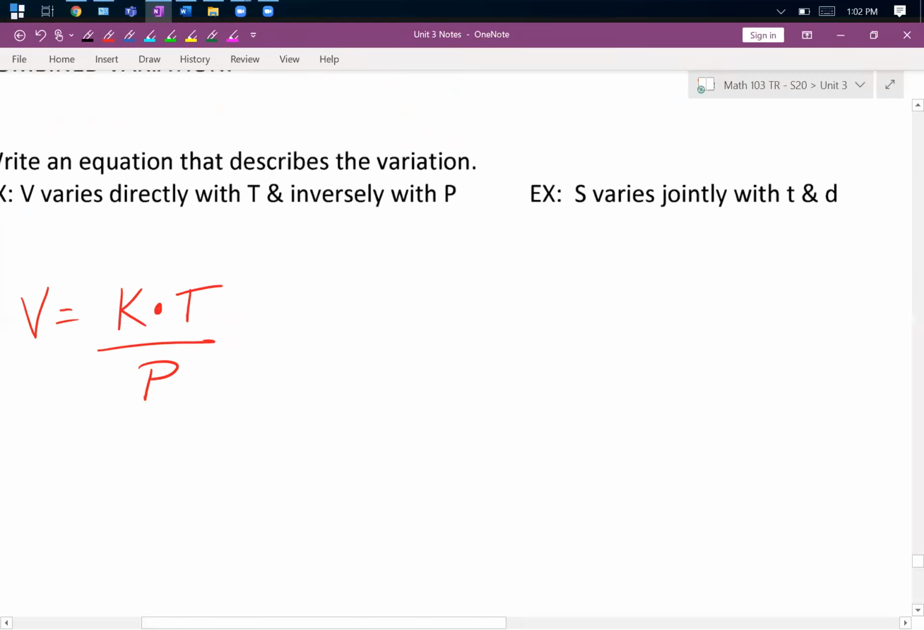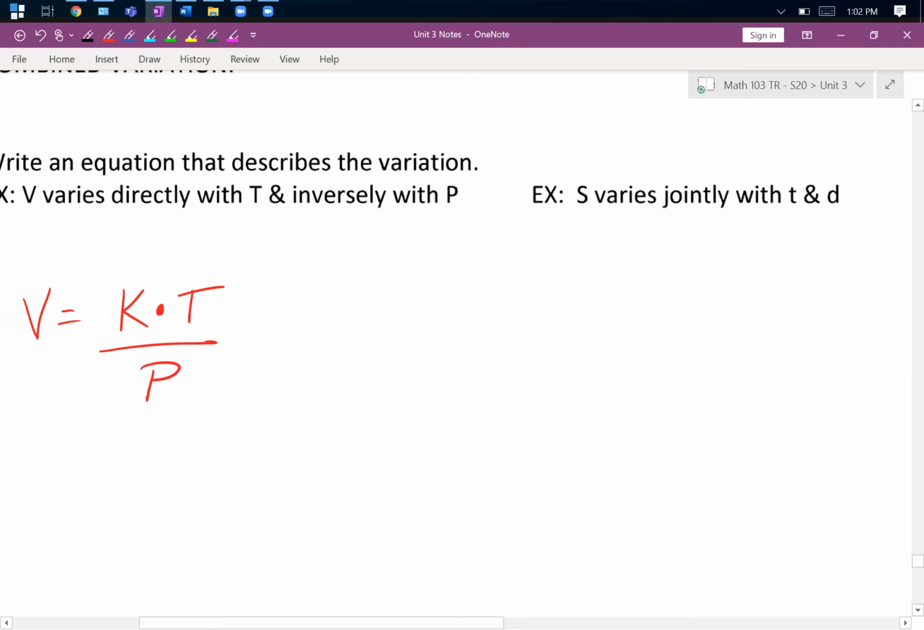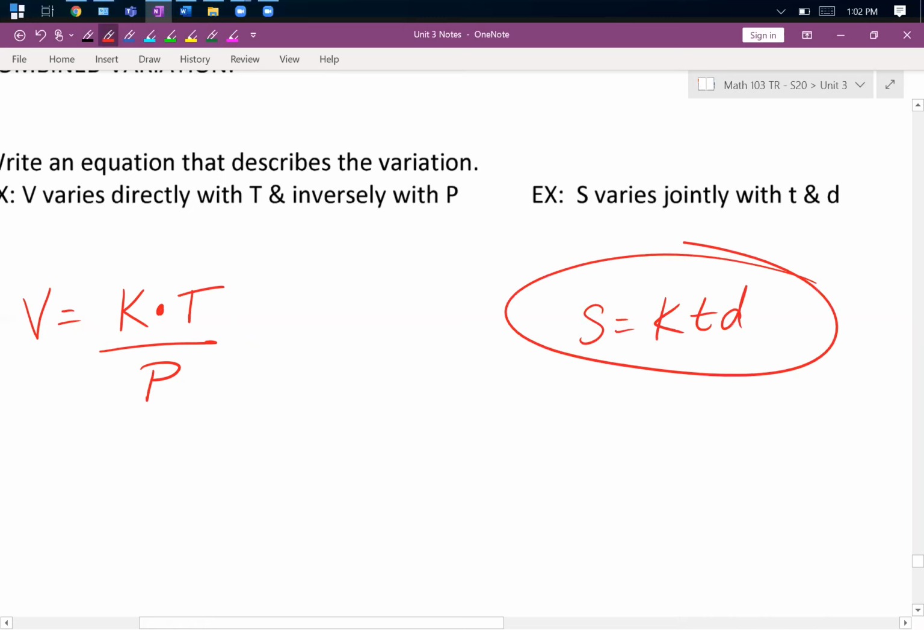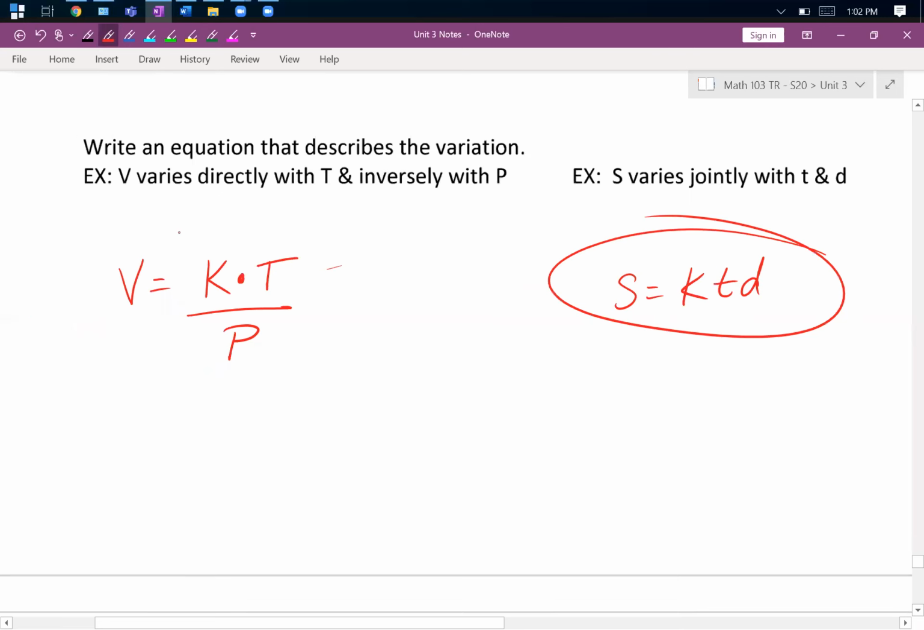And then the next example says that S varies jointly with T and D. So we're simply going to be multiplying k by both of those variables. S equals k times T times D. Anybody questions?